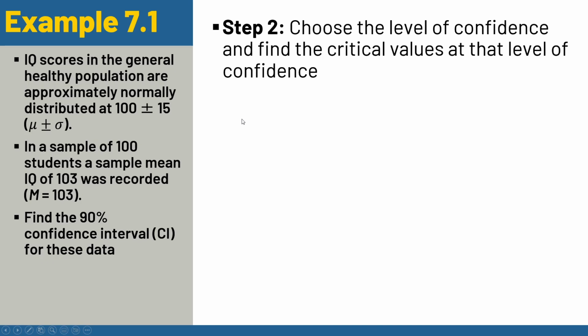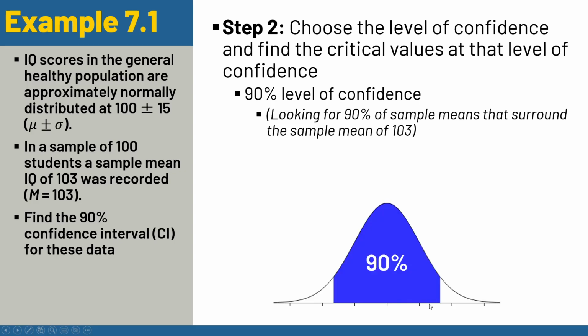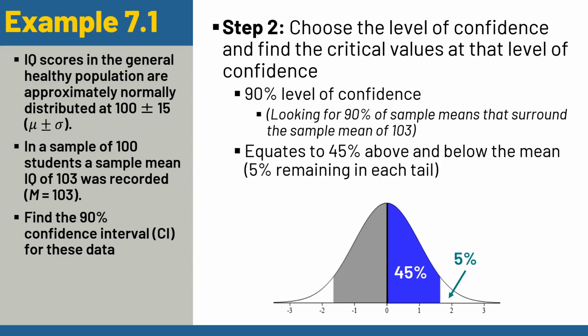Step 2, choose a level of confidence to find the critical values at that level of confidence. So here, we don't need to choose. It's been stipulated for us, 90% confidence interval. In other words, we're looking for the 90% of sample means that surround the sample mean of 103. Therefore, we'll have 5% on the tails. And so that equates to 45% above and below the mean, or 5% remaining in each tail.